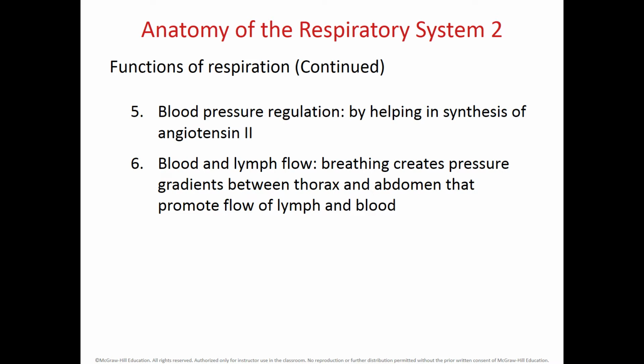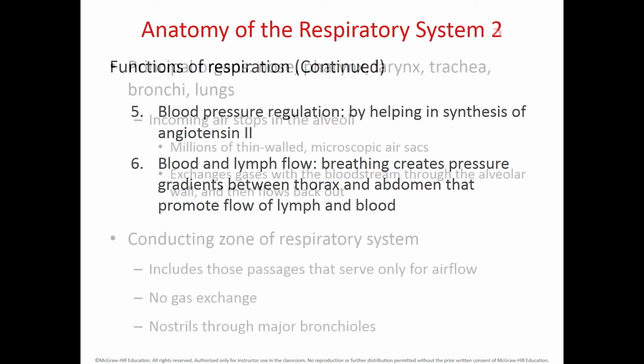Another function of the respiratory system will be to help to synthesize a molecule called angiotensin II that helps to regulate the blood pressure. And also the respiratory system helps to create pressure gradients between the thorax and the abdomen so we can promote the flow of lymph and blood, as we mentioned in the cardiovascular system chapter, that it helps to form this respiratory pump or thoracic pump.